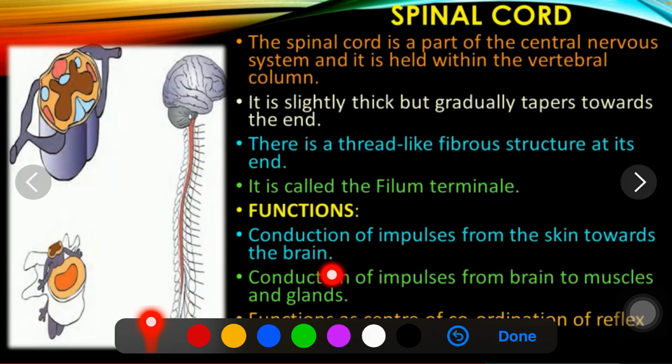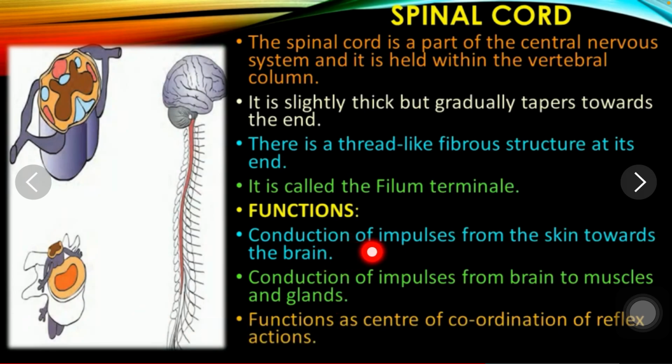The spinal cord is used for the conduction of impulses from the skin towards the brain. Impulse conduct करता है, message conduct करता है from the skin towards the brain. Conduction of impulses, that is message from brain to muscle and glands. Brain से भी कहाँ message लेकर जाता है, muscle and gland के पास. It also functions as a center of coordination of reflex action.